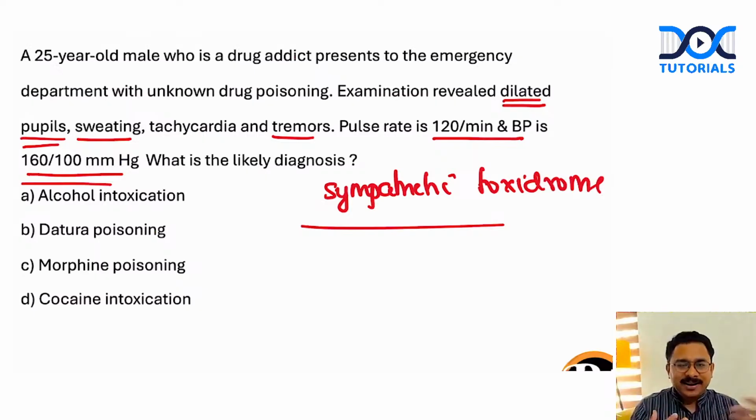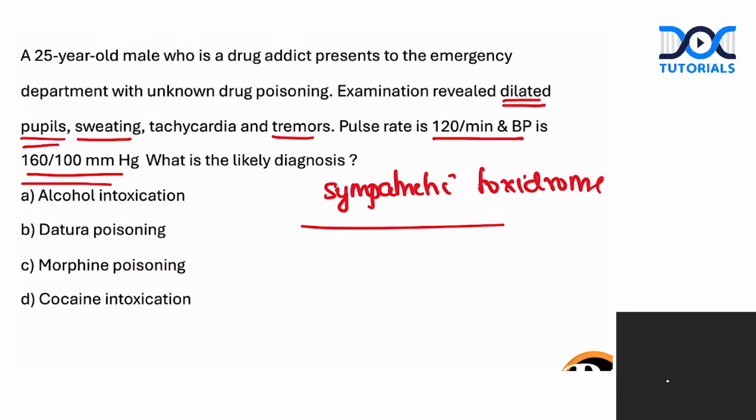Anticholinergic will be having dry features, but here you're having sweating. So what do you think? It is going to be cocaine. Okay, it is going to be cocaine. So sympathetic stimulation is there. The answer is going to be cocaine. That is going to be option D as the answer.